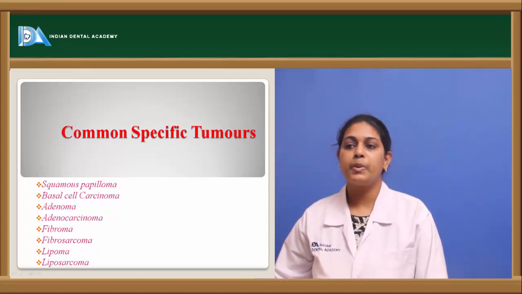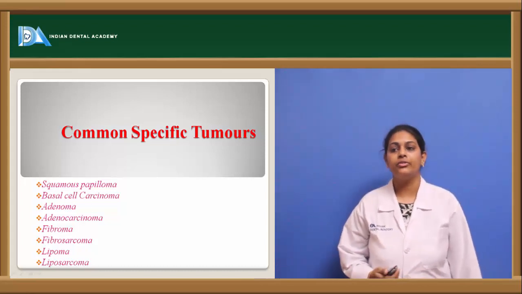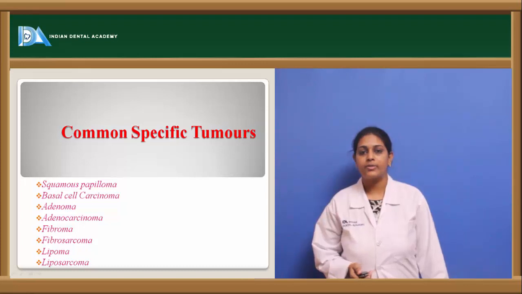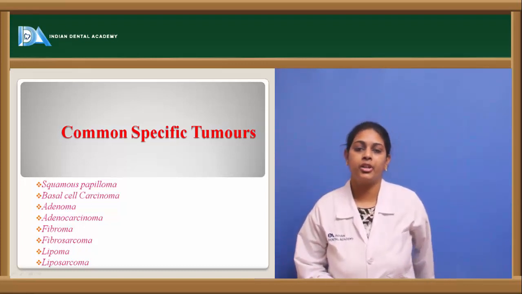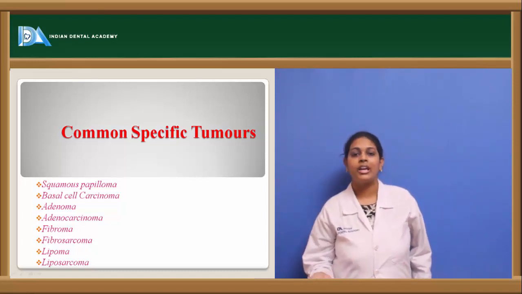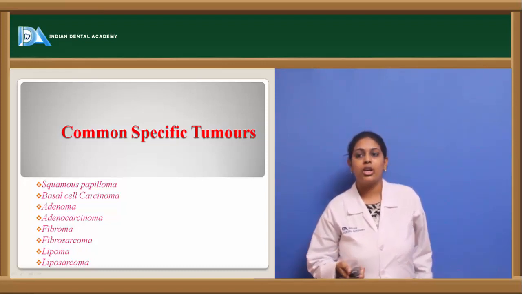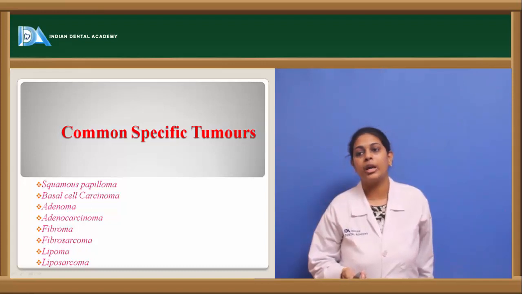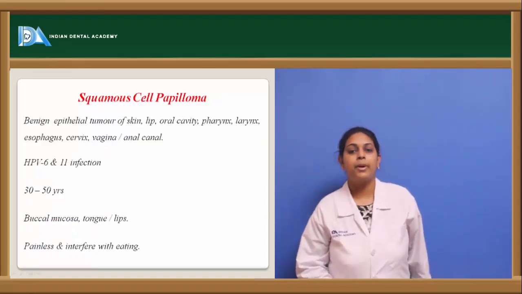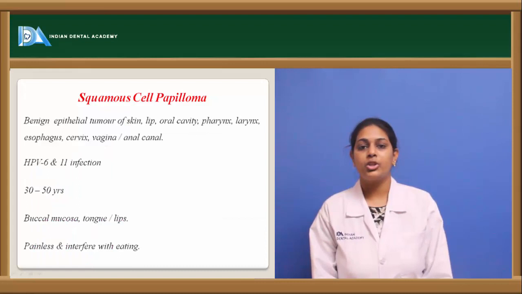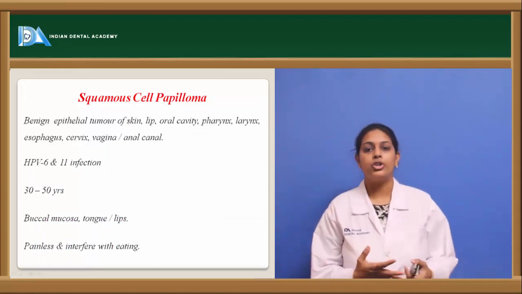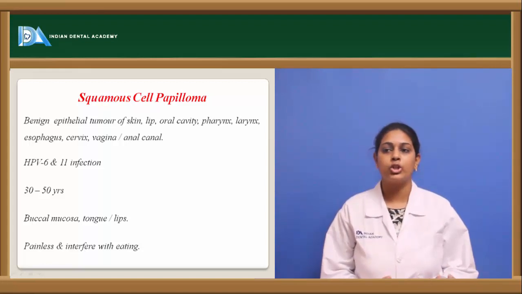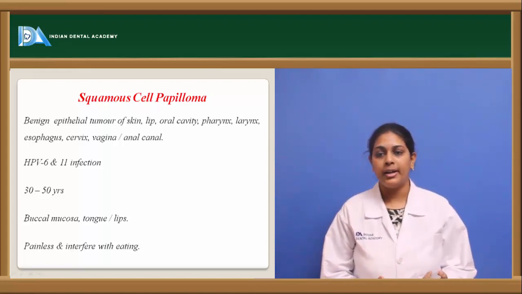There are certain common specific tumors which occur in our day-to-day life, which we observe because of exposure to the environment, or because of hereditary disorders, or because of infections. Among them, one is squamous cell papilloma. Squamous cell papilloma is usually a benign tumor of epithelial origin. It is a slow-growing tumor which does not spread.